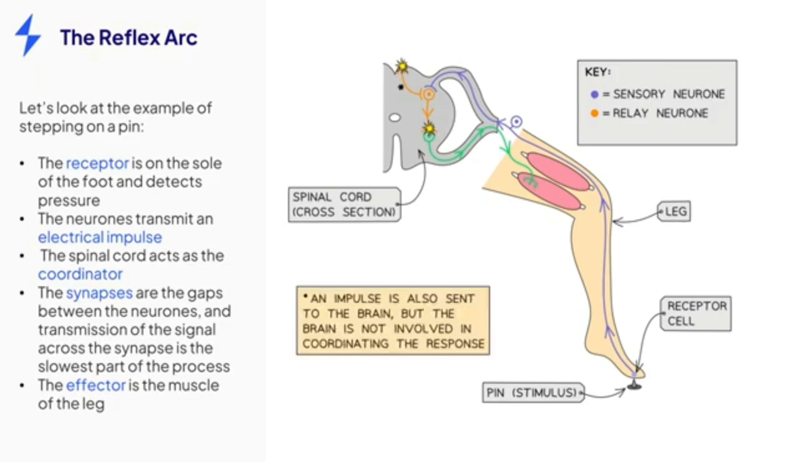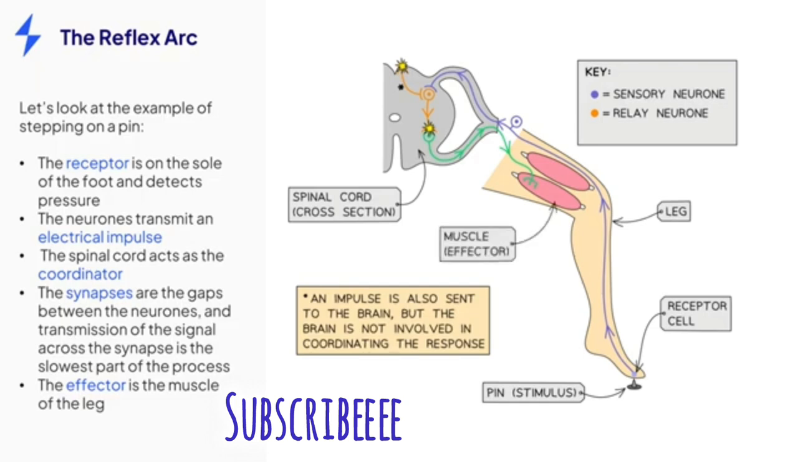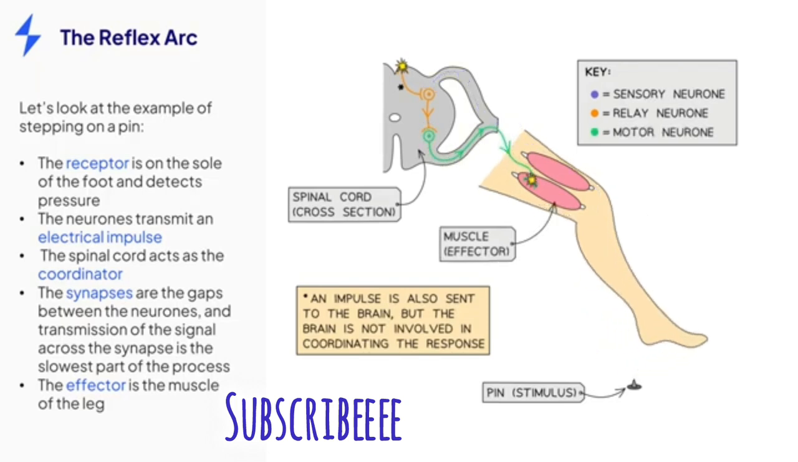The spinal cord sends the impulse to the motor neuron via another synapse, although another impulse is simultaneously sent to the brain to ensure there is a conscious awareness of the stimulus. The motor neuron is the final neuron in the arc and sends the impulse to the effector, which in this case is the muscle of the leg, which contracts and brings about the response of moving the foot away from the pin.